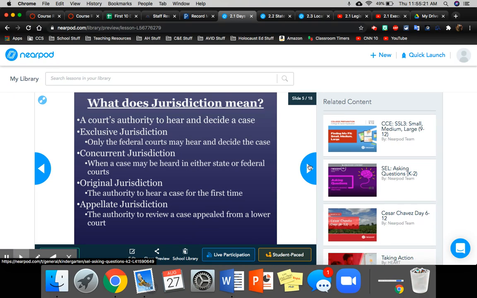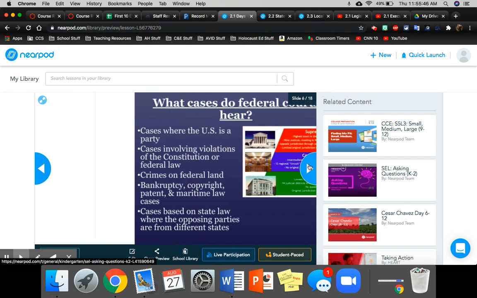And then we've got original jurisdiction, which just means the authority to hear a case for the first time. That could be federal court original jurisdiction, that could be state court original jurisdiction, whatever. And then you've got appellate jurisdiction, the authority to review a case appealed from a lower court. We'll talk about courts of appeal in a little bit.